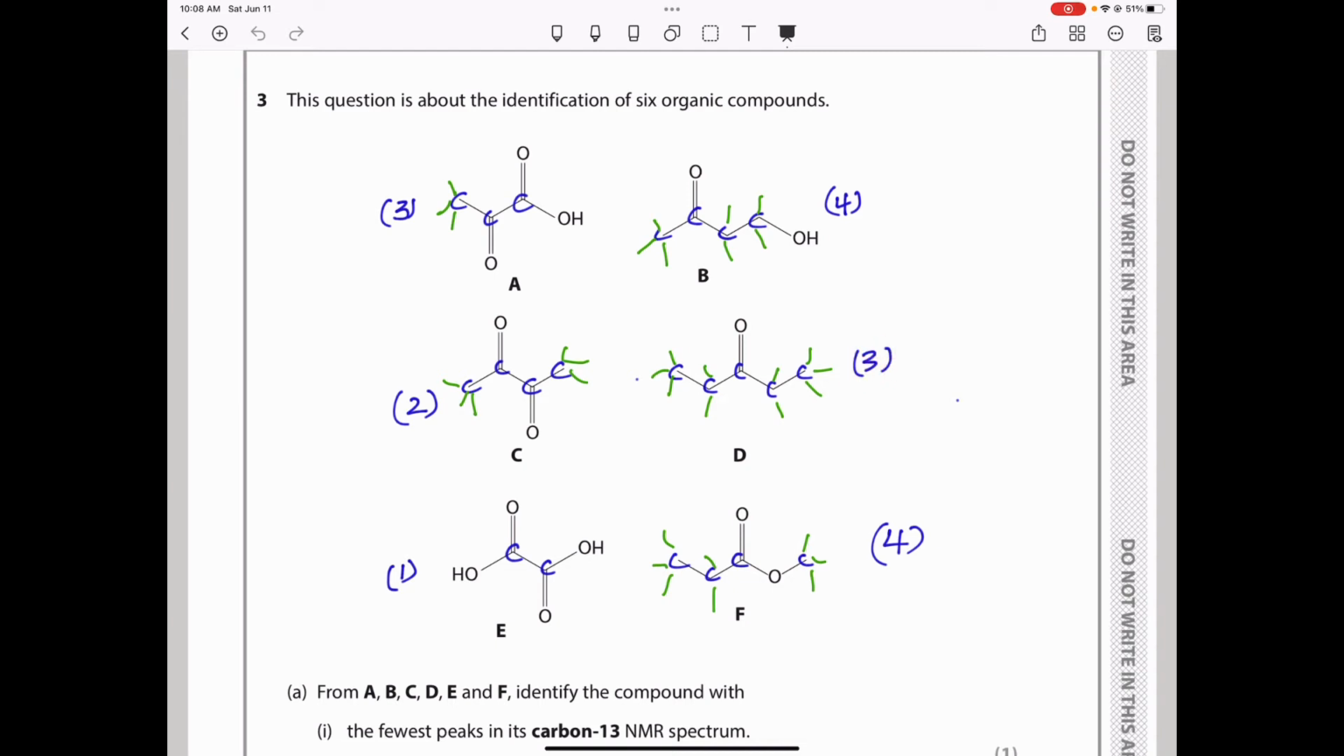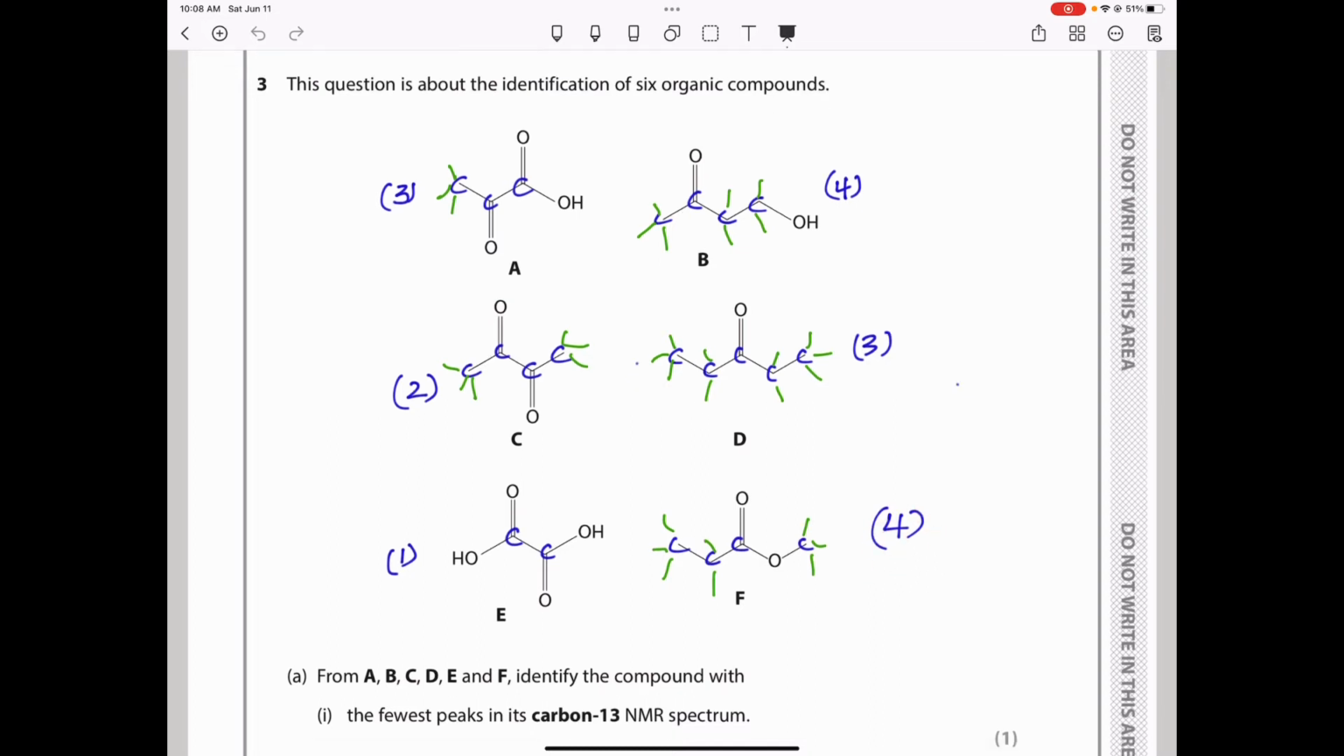So when we come here to E, we have that and that, because this is similar to that, this and that are identical. So we have 1 carbon environment. And lastly, here we have that, and that. These are all different environments, so there are 4.